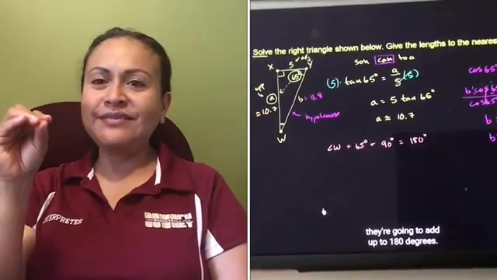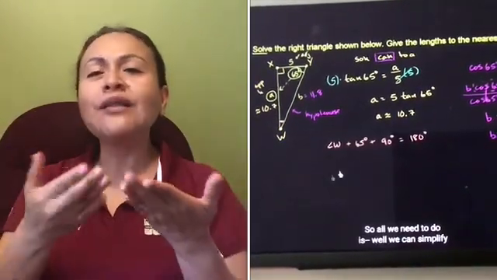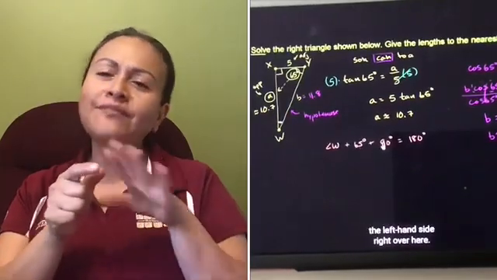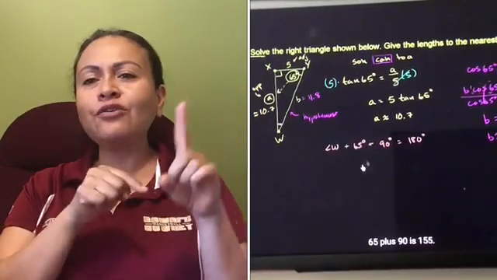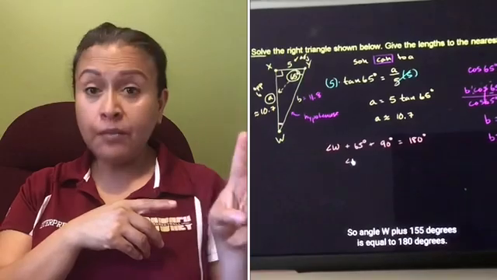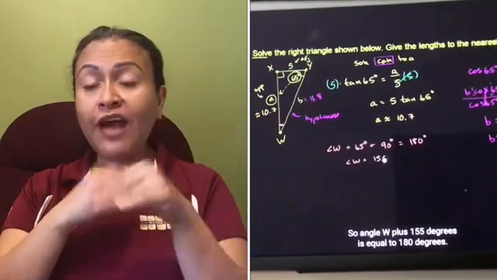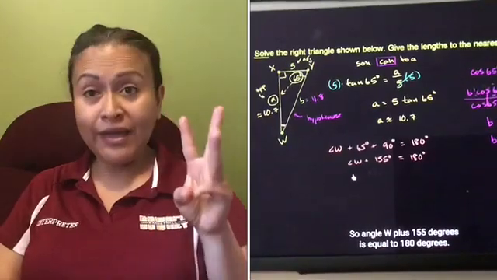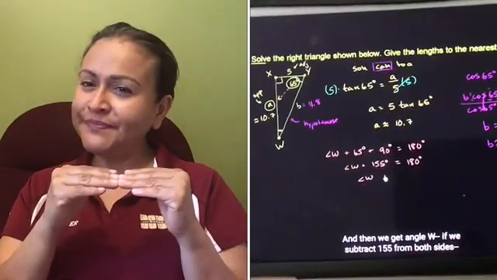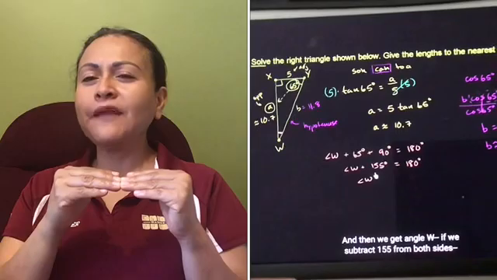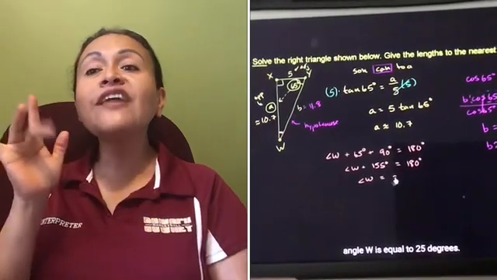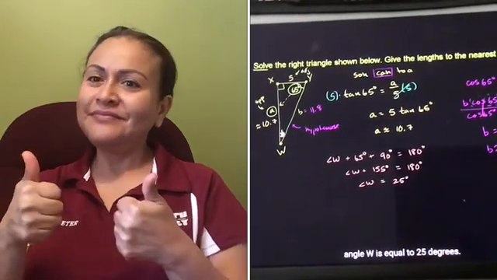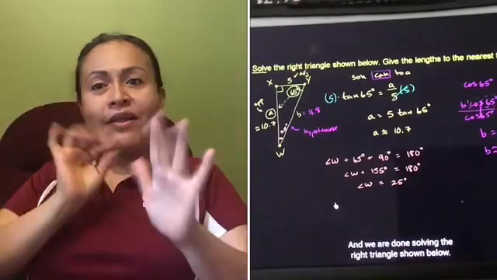So all we need to do is simplify the left-hand side right over here. 65 plus 90 is 155. So angle W plus 155 degrees is equal to 180 degrees. And then if we subtract 155 from both sides, angle W is equal to 25 degrees. And we are done solving the right triangle shown.